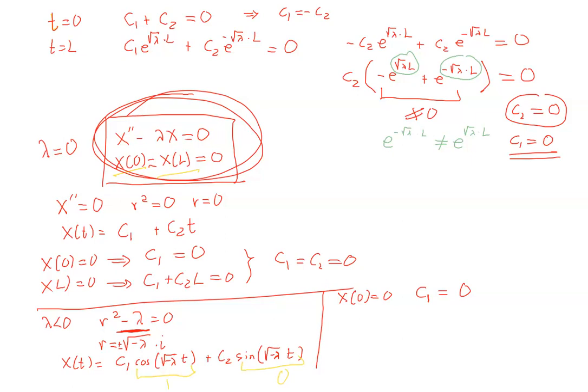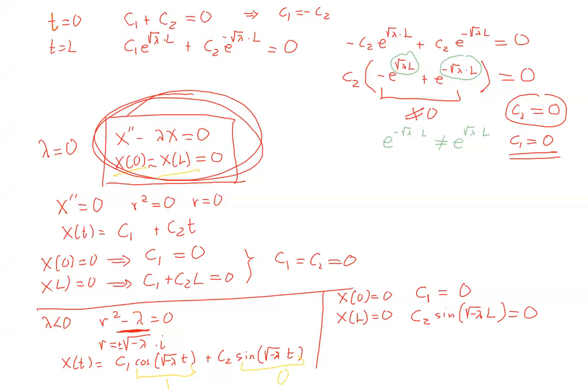So what do we want? We want to check the next condition. Let's see if there is any hope there. x of L is equal to 0. So first of all, discount c1. c1 is 0. Don't even bother with it. This translates to c2 times sine of square root of negative lambda times L equal to 0.